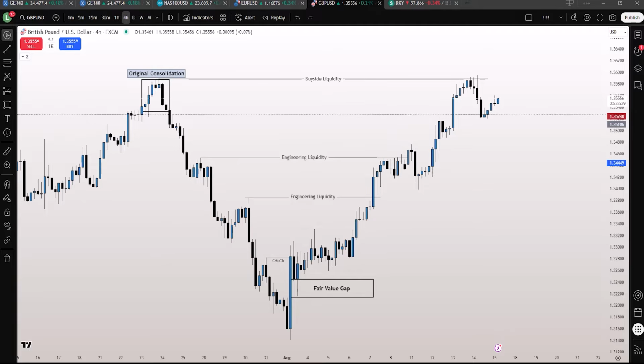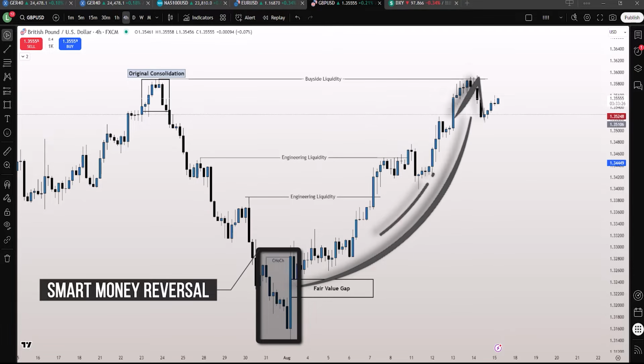Next comes the key moment, the smart money reversal phase. This is not just a candle or a pattern. It is the point where most of the sell-side liquidity is withdrawn and where the price begins to reverse for the first time. There is nothing left below. All that remains is buy-side liquidity. And now the task is to rebuild the structure in order to reach it.